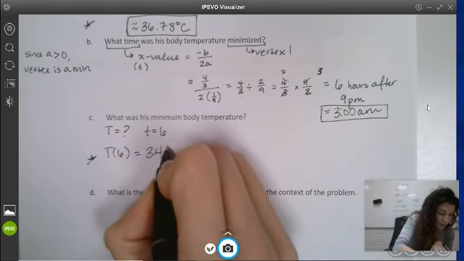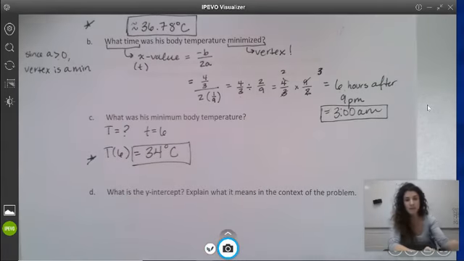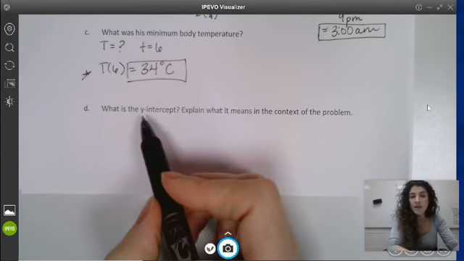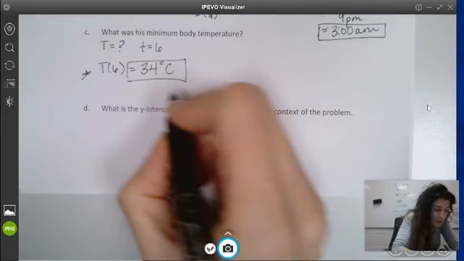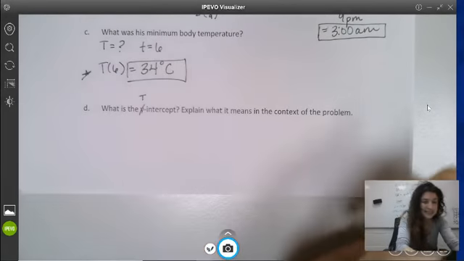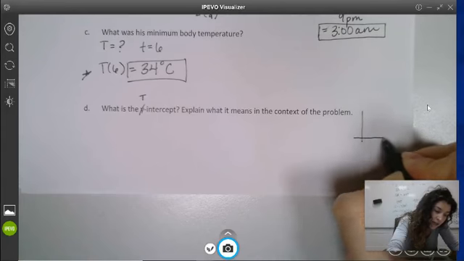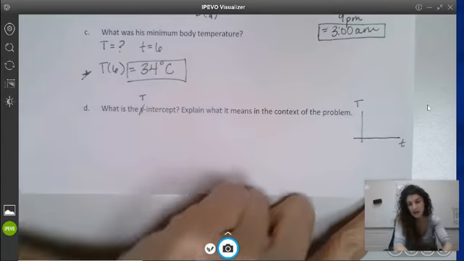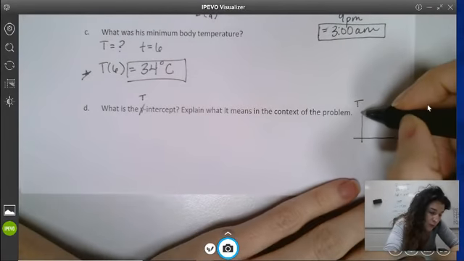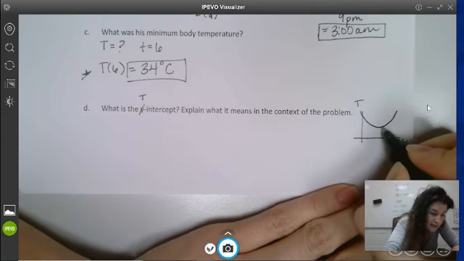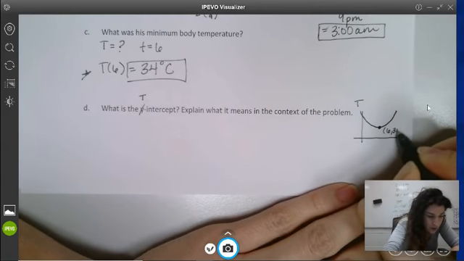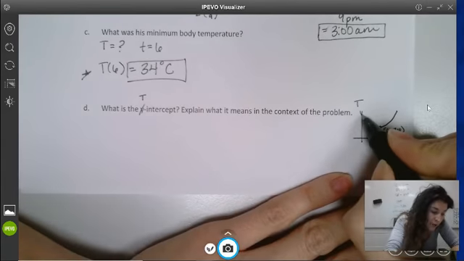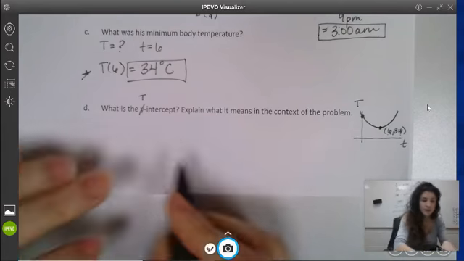T of 6 is 34, which means that Mr. Quilty's minimum body temperature was 34 degrees Celsius. We then want to find the y-intercept. This would technically actually be your uppercase T-intercept, because your graph is no longer x versus y, it's lowercase t versus uppercase T, right? So if we had some sort of parabola like this, and here we would have 6, 34, 6 hours after 9 p.m., a minimum temperature of 34, we are now talking about that y-intercept.